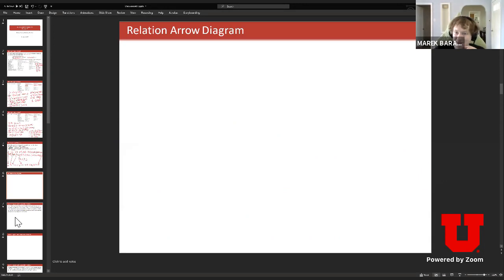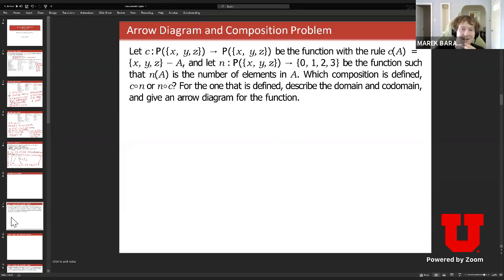Okay, so not seeing anything in chat. So this is one of those fun ones where we, again, have a power set. So we're going to actually have 3 sets here. So we're going to be doing a composition. So before we get started, just looking at these, do you think that C of N is defined or N of C is defined? So remember, you applied the one on the right first. So one of these doesn't make sense to do.